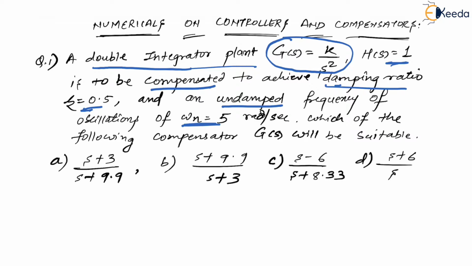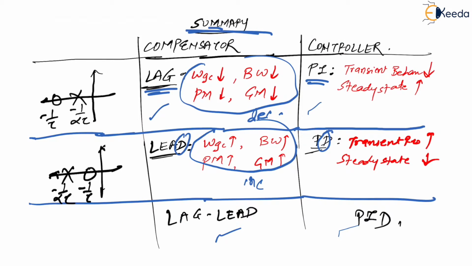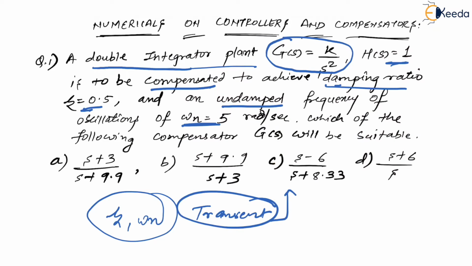Please tell me, all these parameters zeta, omega n have to be improved. Are they steady state parameters or transient parameters? Definitely they are transient parameters. And we are talking about improving the transient parameters. Am I right? So if you check this summary table, which gives you the best transient behavior? Transient response is improved by PD. PD means lead, which means out of these four options, I want to find which one is the lead. Lead compensator is the answer.